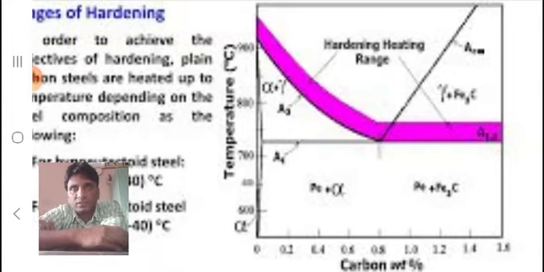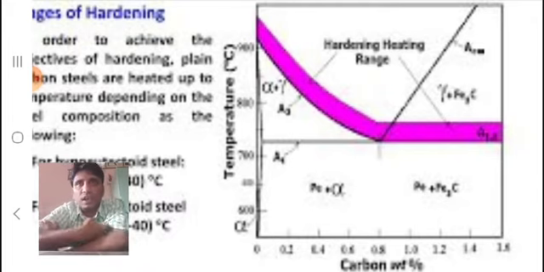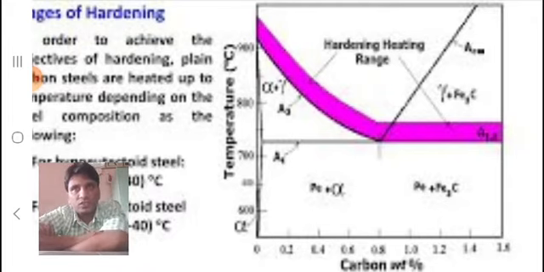So, in austempering, the steel is heated to the hardening temperature range and then quenched down to a temperature of 300 degrees centigrade. It is held there for sufficient time to decompose austenite into bainite, then it is cooled at any rate to room temperature. The hardness and strength of the austempered steels are nearly the same as conventional hardened and tempered steels, but ductility and impact strength are usually higher.